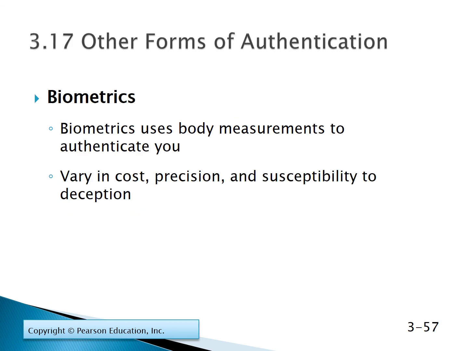So biometrics are also becoming increasingly popular. Biometrics basically use your body measurements to authenticate you. Of course that can be based on your fingerprint, based on your pupil, looking into your eyes, right? Or sometimes it can be facial recognition. This kind of biometrics actually varies in cost, precision, and also susceptibility to deception. Like some of the iPhones use face recognition, but when you are wearing a mask, they may not be able to recognize you easily.